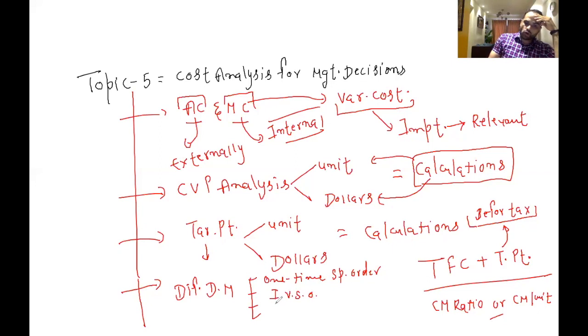Next decision was constraint resources. When your resources are limited, we have to decide which product to produce first, and the decision will be made on the basis of contribution margin by using the constraint resources. And finally, continue versus discontinue. If any department, segment or product is in loss, should we continue or discontinue? All right. So those are things you need to know about.